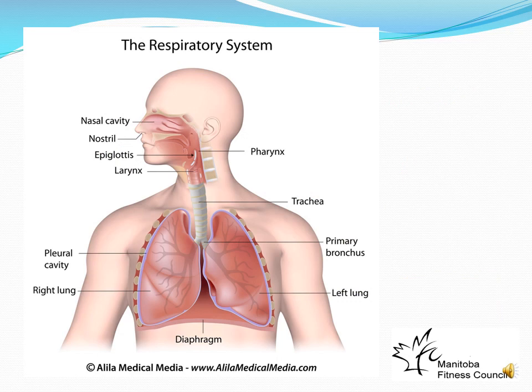So next we have the respiratory system. This is how we're going to take oxygen into the body so that the circulatory system can pick it up and send it through the body. So we take air in through the nose. It's going to go into the pharynx, the larynx, the trachea, into the bronchus, and into the lungs themselves.